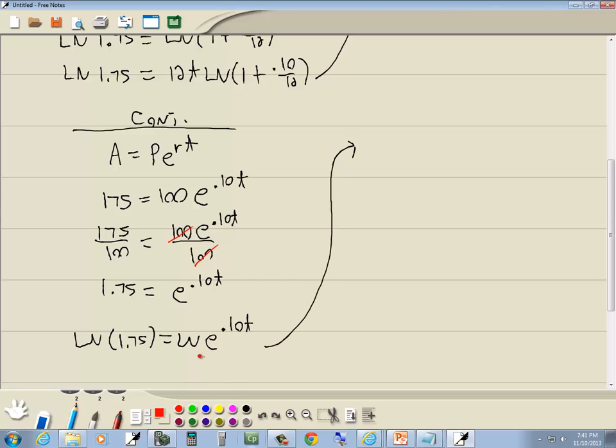Now step 3 is use properties of logs to get the variable out of the exponent. Well, remember, for natural log, your base is e. So if these e's match, the log and the e are going to cancel and leave us with the exponent. So this will be 0.10t. Divide both sides by 0.10. You don't need to put the trailing 0 on the end if you don't want. These 0.10s will cancel, and we have t equal to whatever that gives us.